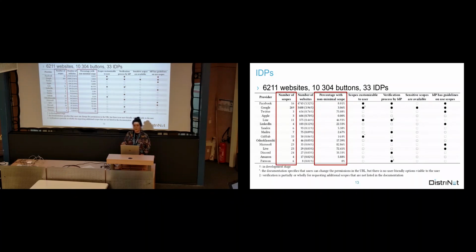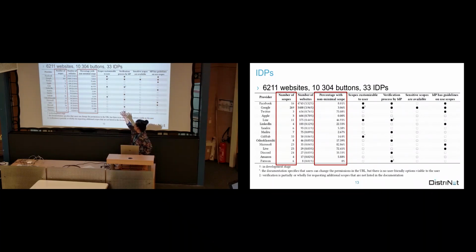Now when we look at the number of different scopes that these IDPs make available, we also see some differences. For instance, Facebook only makes 16 different scopes available, while Google has almost 300 of them. This is because they make all kinds of API calls available via OAuth.